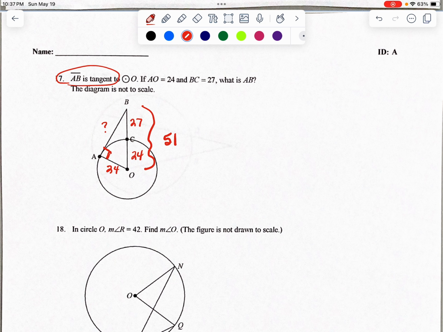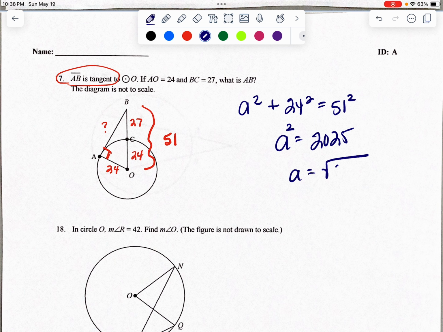So this is just the Pythagorean theorem. We know we couldn't have a test without the Pythagorean theorem. So AB is a leg. So A squared plus 24 squared equals the hypotenuse squared. So what do I get? Let's see, 51 squared minus 24 squared. That's 2025. That's a nice number, right? Yeah, 45. So A squared is 2025, so A would be the square root of 2025. It is the Pythagorean theorem. We've only done that once or twice this year.